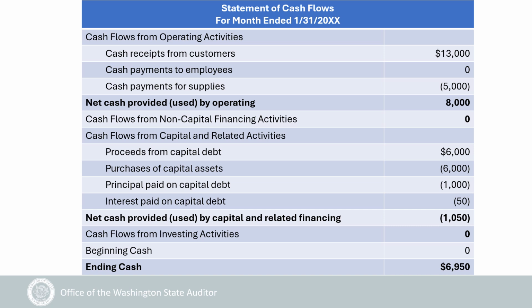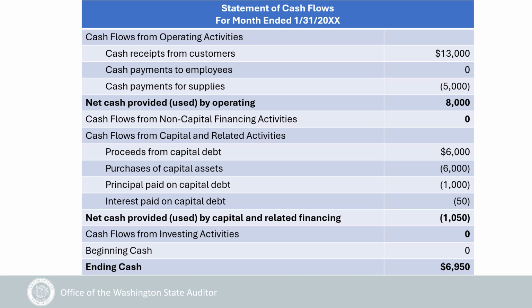Then you report the beginning cash for the period, which is $0 in this example because we're assuming the business started on January 1st. You add in all the cash flows, and it should equal the ending cash. If we go back to our balance sheet and back to our trial balance, we can confirm that the ending cash in our account was $6,950.